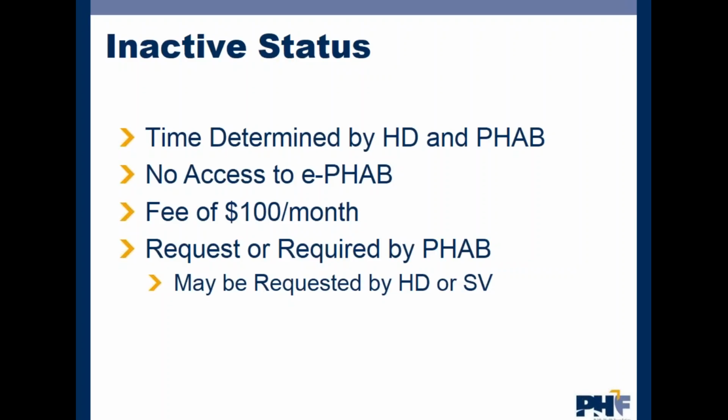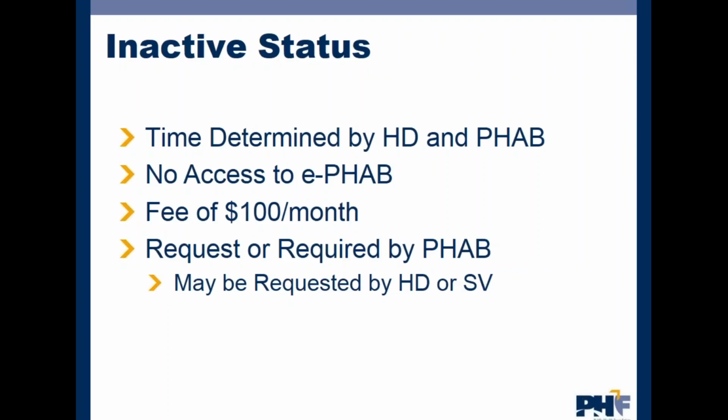When an applicant goes into inactive status, there is a fee of $100 a month, which primarily goes to pay for the licensing of PHAB. That's one part of the fees as well. It pays for that licensing that each applicant must pay. PHAB may suggest that a health department consider inactive status, or PHAB could require it based on the situation. For example, PHAB may require it if the documentation is in such poor condition that it can't be reasonably corrected within required time frames.